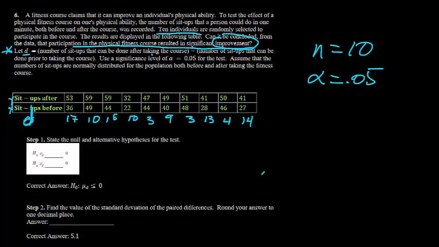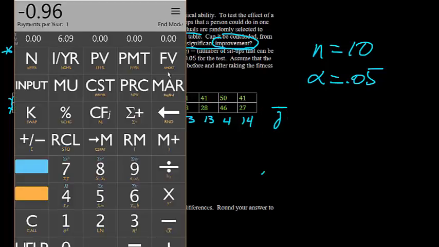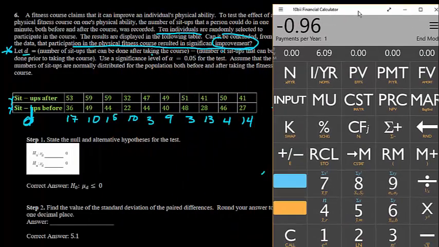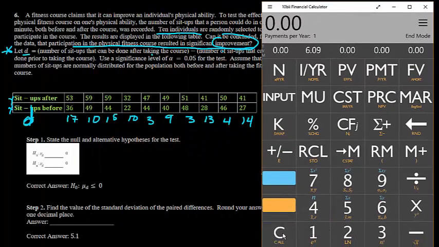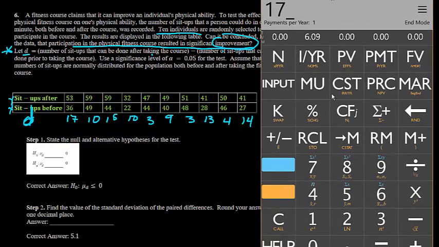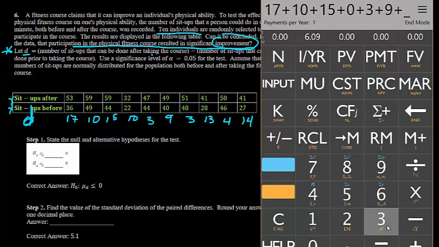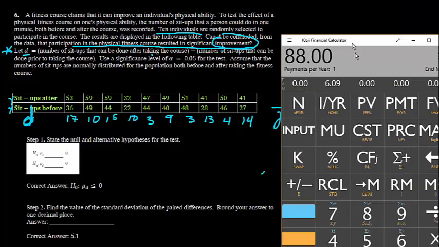That's a D. And what I really want over here is D bar, right? So let's grab that calculator again. There's our fancy calculator, and put it on the other side for now. And let's add these up. Clear. 17. You can't see the plus sign. I'm going to try to scoot that up. 17 plus 10 plus 15 plus 10 plus 3 plus 9 plus 3 plus 13 plus 4 plus 14 equals 88.